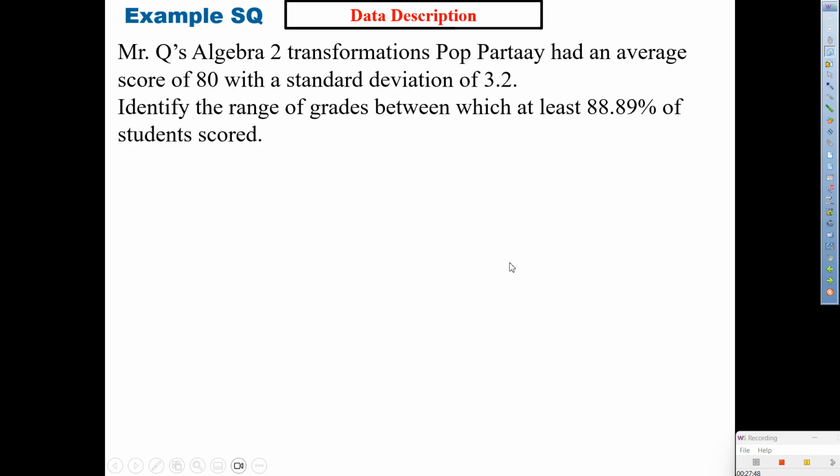All right, here's the next one, example Super Q, and it reads, Mr. Q's Algebra 2 Transformations pop quiz had an average score of 80 with a standard deviation of 3.2. Identify the range of grades between which at least 88.89% of the students scored. So, very similar to the one we just did. See if you can do that one by yourself. I'll give you a head start. And you don't have to copy the problem. You can start from the 4 values that you need. Let me send that to your screen. Go.